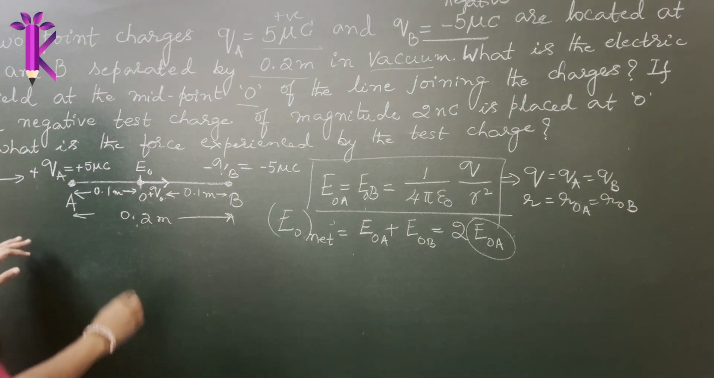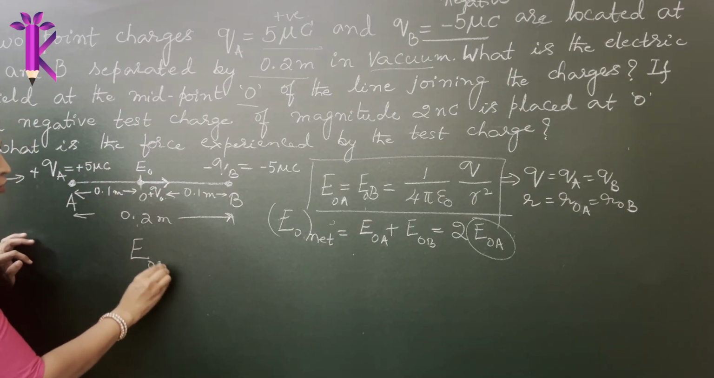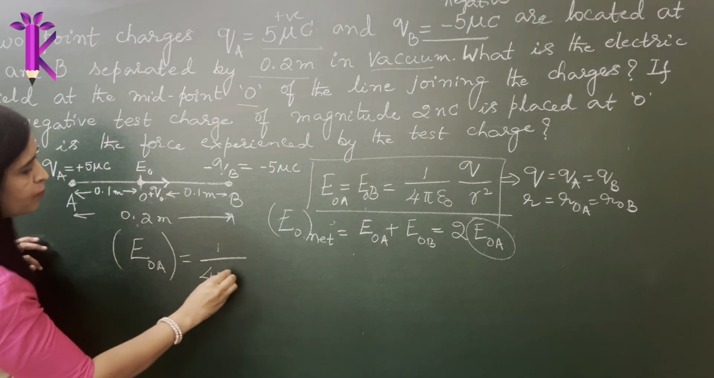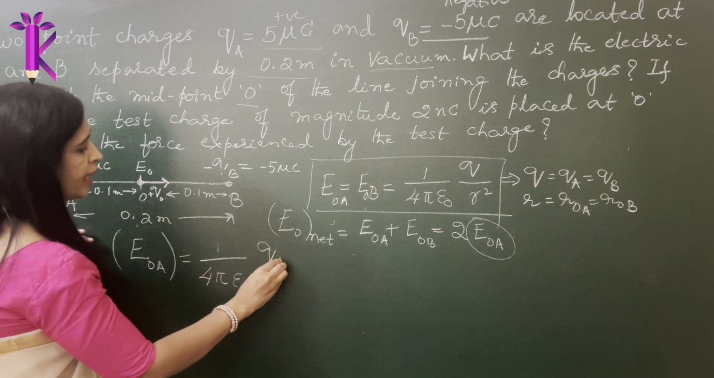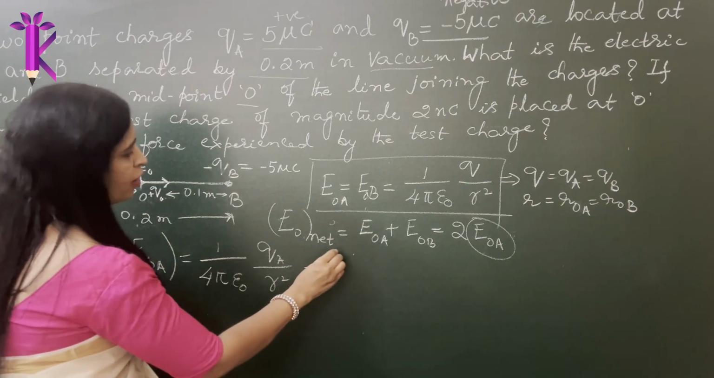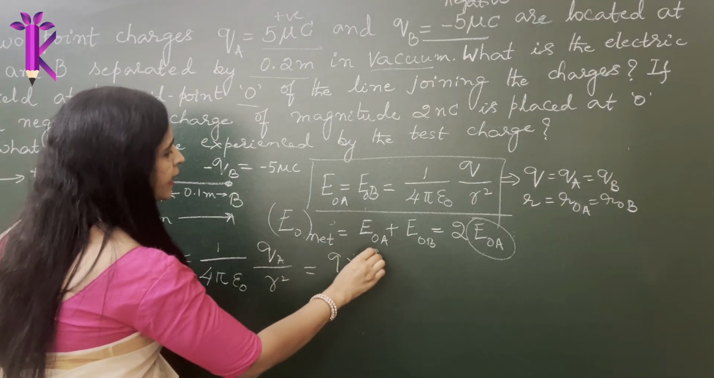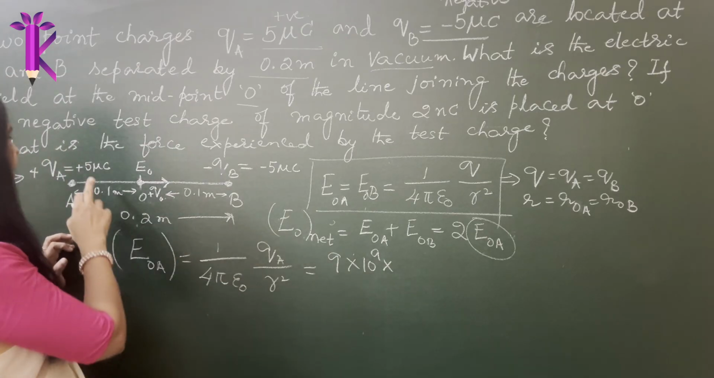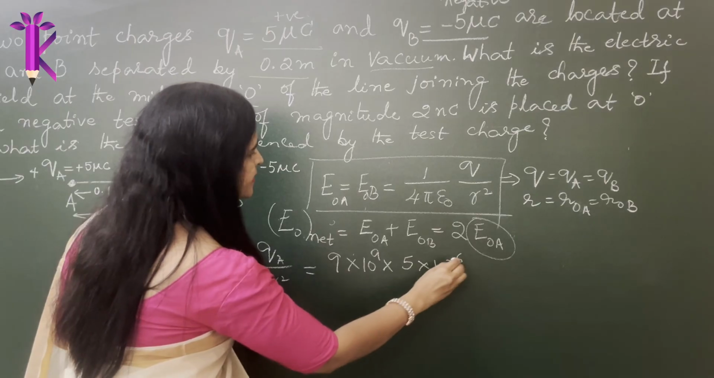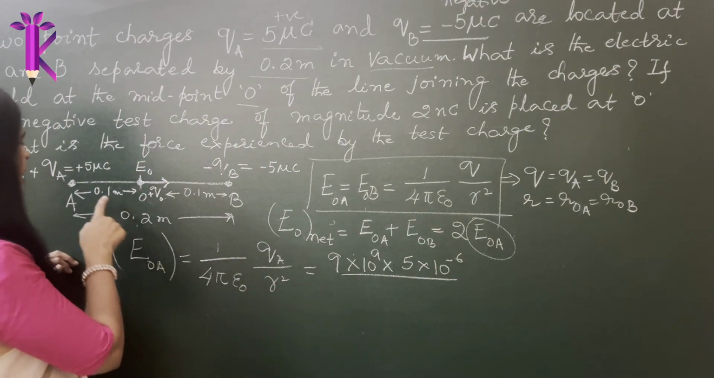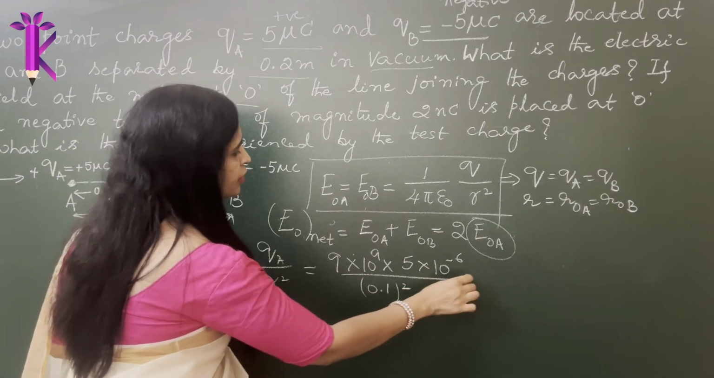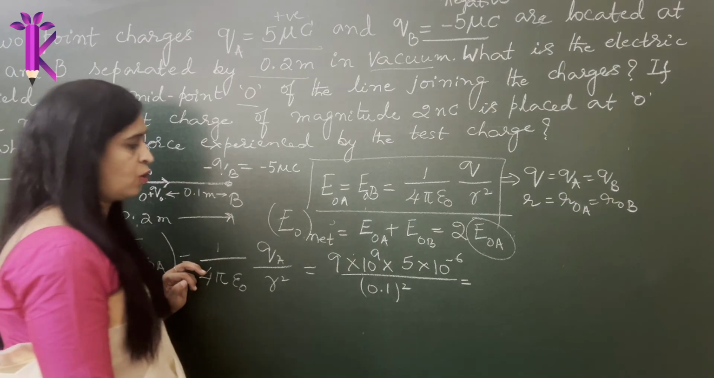Let's find that out. So, E_OA, the electric field at O due to A, can be given by the equation 1 by 4 pi epsilon naught times QA divided by R square. What is 1 by 4 pi epsilon naught? It is 9 into 10 to the power of 9. QA is 5 microcoulomb. Micro means 10 to the power of minus 6, whole divided by R square, which is 0.1 whole square.